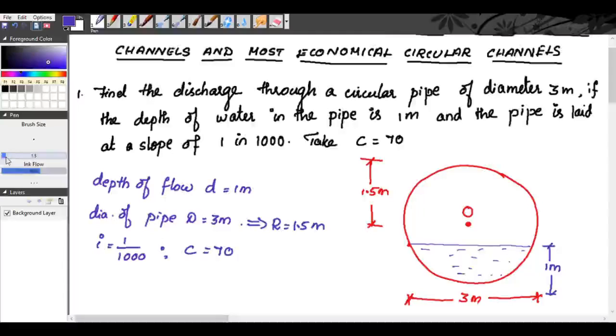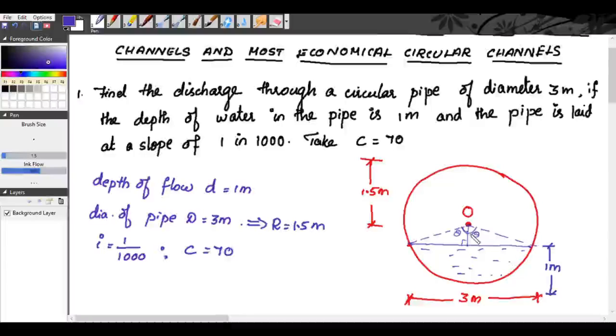We will draw a line. See, this is our depth of flow, this point. From this point you draw a line meeting at O. So this angle is 2 theta. When we draw a perpendicular line, see, this angle is theta. Similarly, this angle is theta. So totally it is 2 theta.